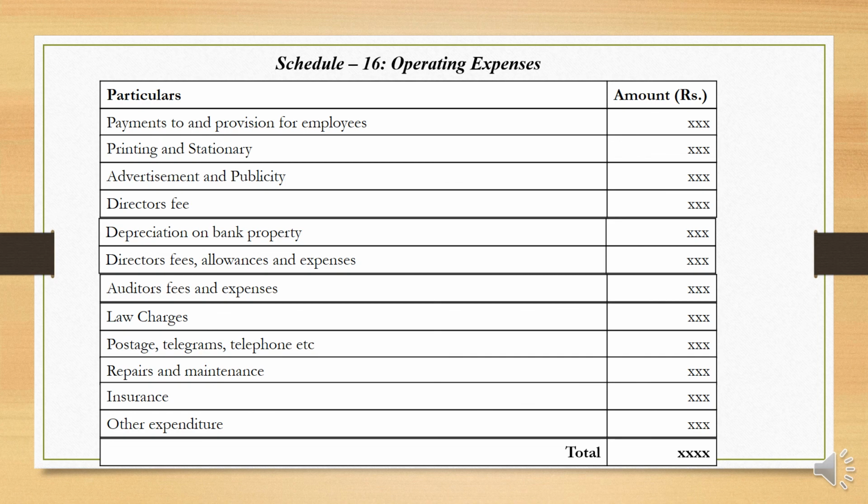Listen. Schedules 1 to 12 deal with the balance sheet, and 13 to 16 deal with the profit and loss account. So what you have to do is first prepare the schedules from 13 to 16 and then prepare the profit and loss account. Then from there you can prepare schedules from 1 to 12. Once you complete schedules 1 to 12, then you can prepare the balance sheet. Until then it is difficult for you to prepare the balance sheet.